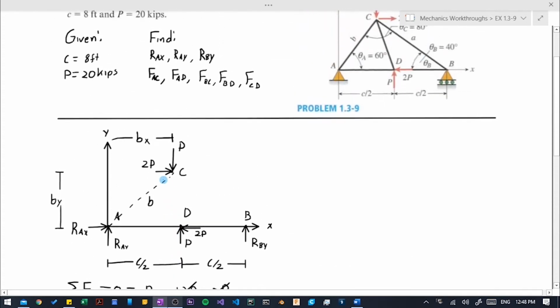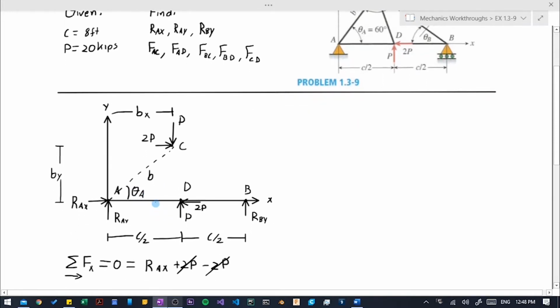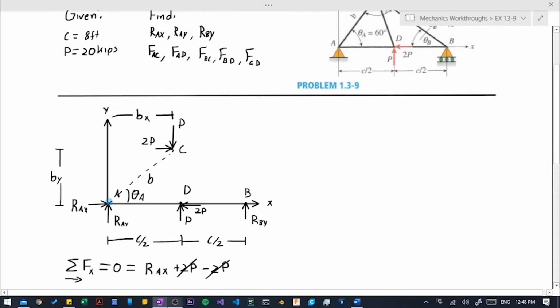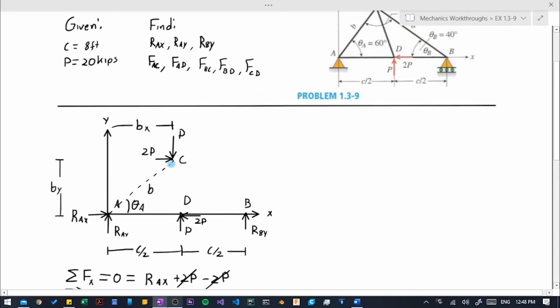All right, we can go ahead and add this angle here, theta A, which we are given. And so, as you might be able to guess, if we know the length of this line here, we can use trigonometry and this angle to find our Bx and By. So how do we find the length of member B?